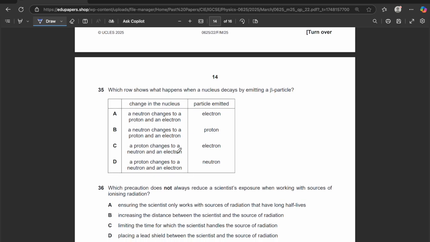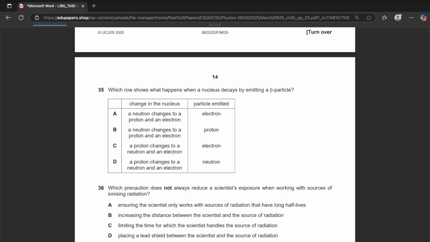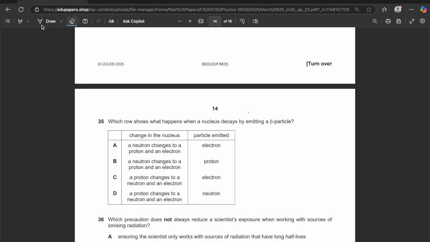So 35. Which row shows what happens when a nucleus decays by emitting a beta particle? So a beta particle is just an electron. Electrons, either A or C. And the neutron in the nucleus will change to a proton and an electron, to conserve the charge. This is 0. This is +1 and -1. So C is not possible.